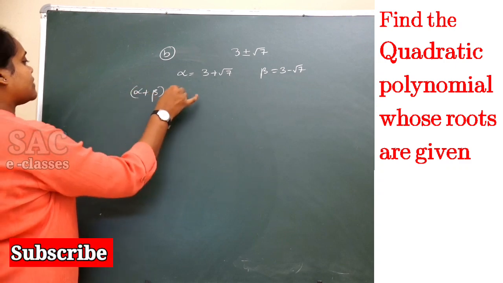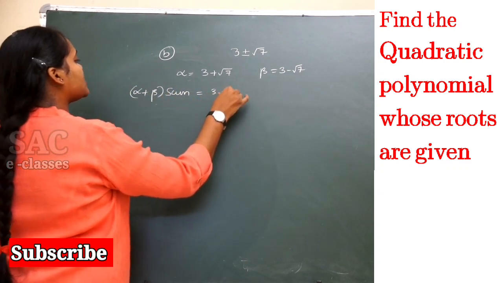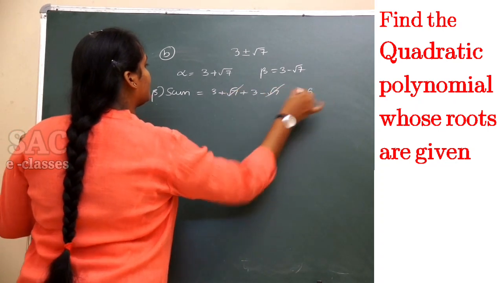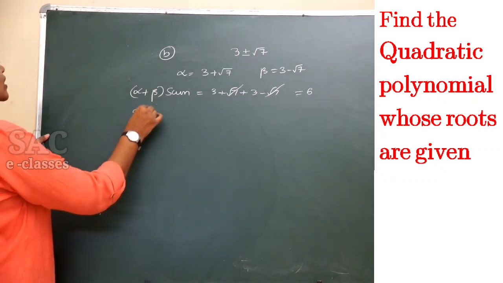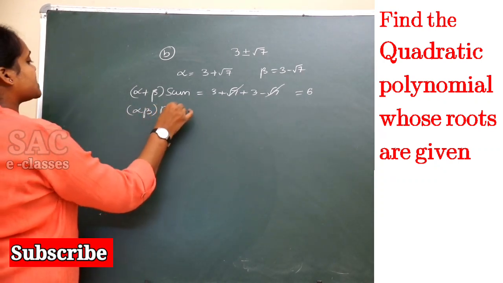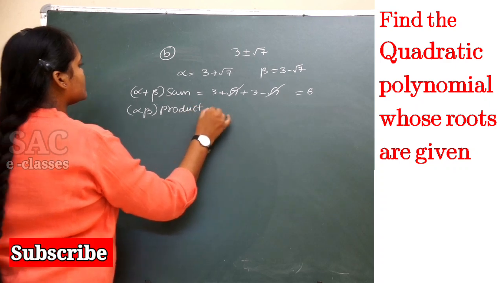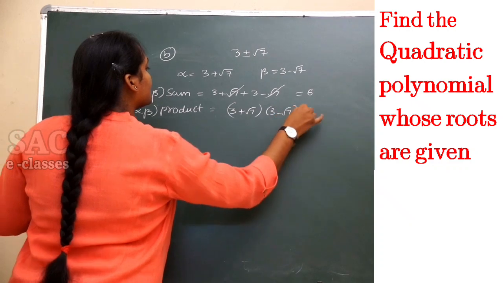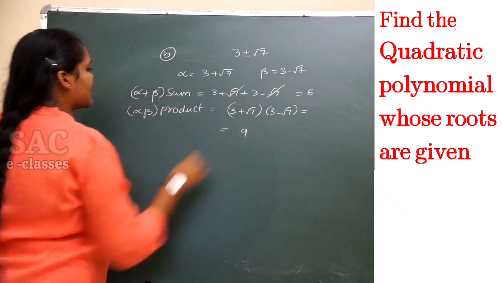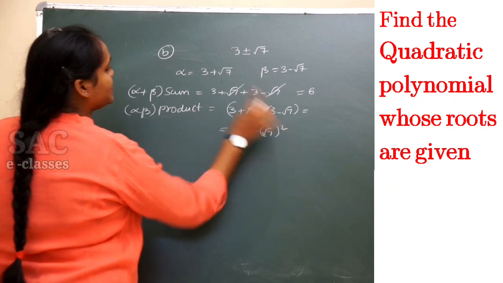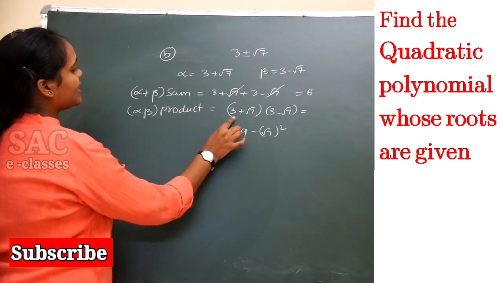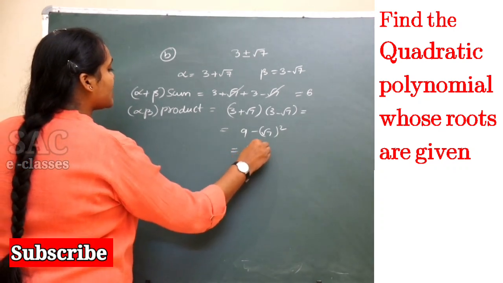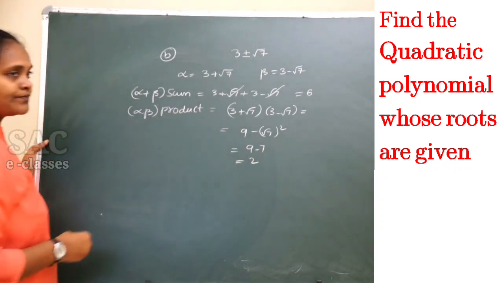Sum of the roots, alpha plus beta, is 3 plus root 7 plus 3 minus root 7. Root 7 gets cancelled, will give you 6. Go for the product, alpha into beta, which is equal to the product. So it is 3 plus root 7 into 3 minus root 7, will give you 3 3s 9 minus root 7 whole square. Clearly I am writing it in the form a plus b into a minus b, which is a square minus b square. Will give you 9 minus 7, the answer is 2.